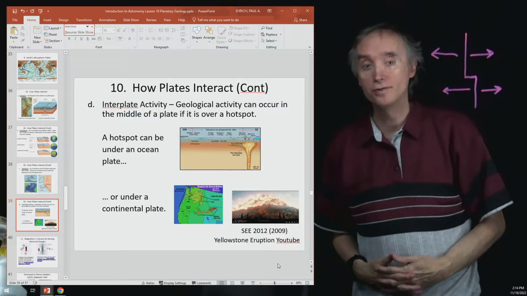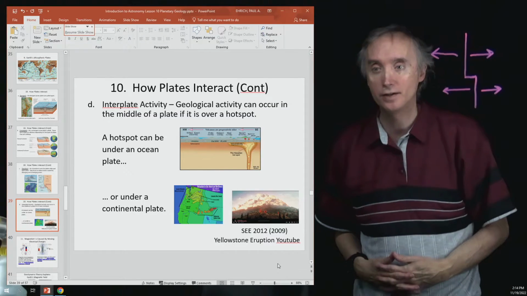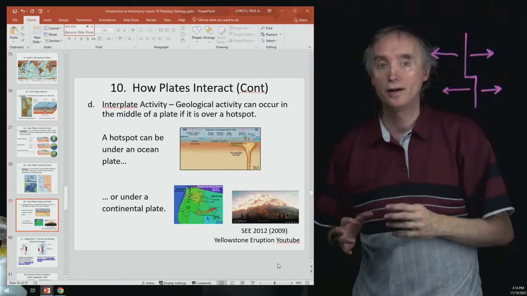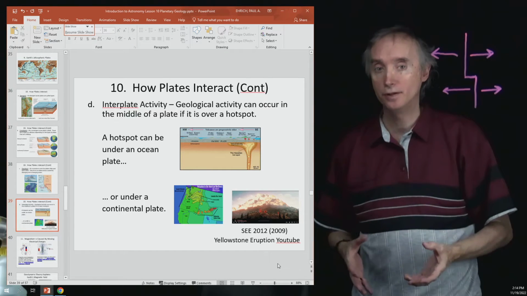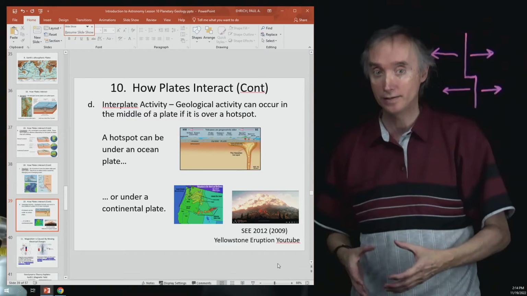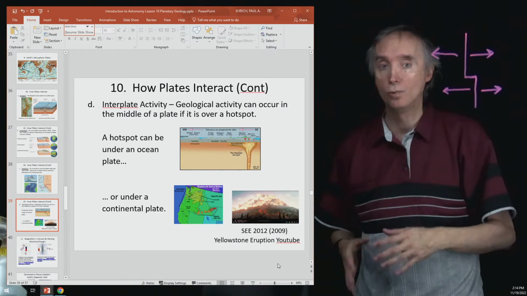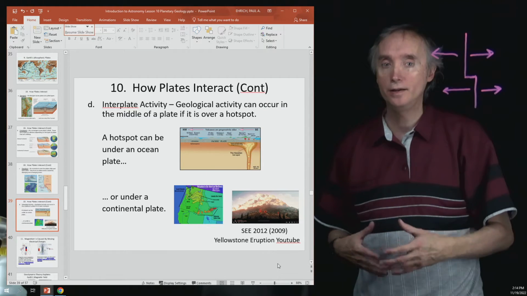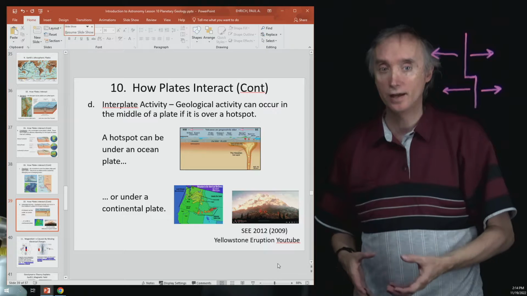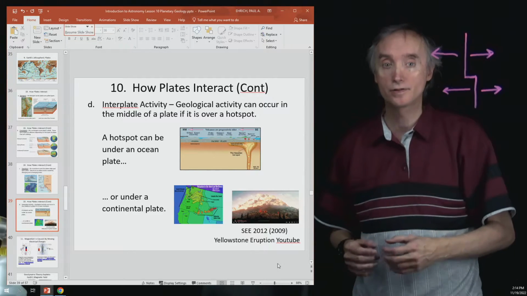Now, people also ask about Hawaii, because if you look at Hawaii, it is right in the middle of the Pacific Ocean. It's in the middle of the Pacific plate. So there is no plate boundary where Hawaii is. So why is Hawaii so volcanic? Okay, that's because it sits on top of a hotspot.